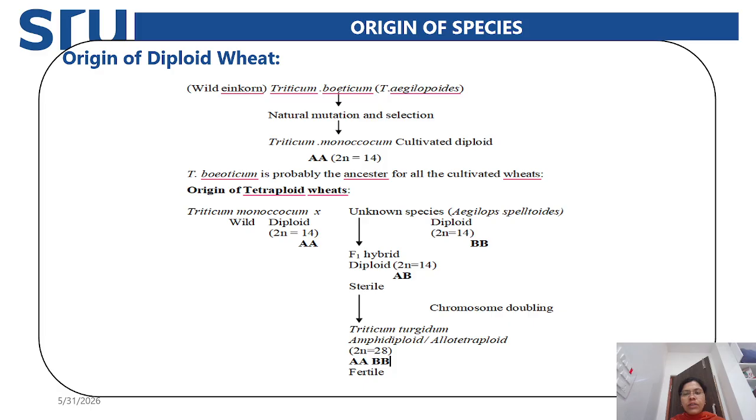It is an amphidiploid or allotetraploid, and it has the chromosome number 2n equal to 28, and the genome is capital A, capital A, capital B, capital B, and it is fertile. So this is the origin of tetraploid species.